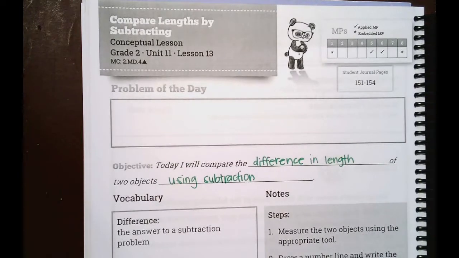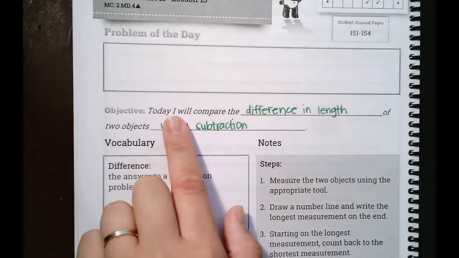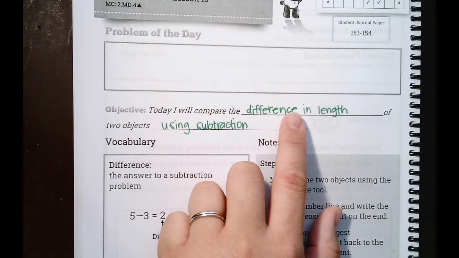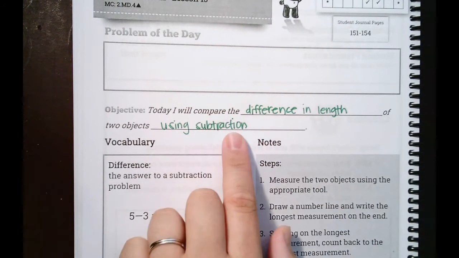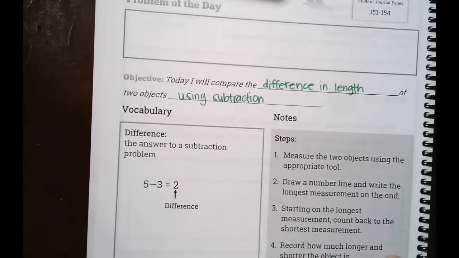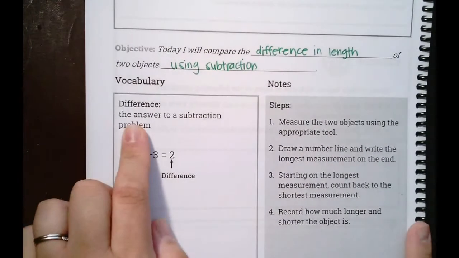All right, so our objective is I will compare the difference in length of two objects using subtraction. So again, it's the same thing. You're comparing the difference in length of two objects using subtraction, but this time we're doing counting backwards instead of counting on. So one vocabulary word today that's important is difference.